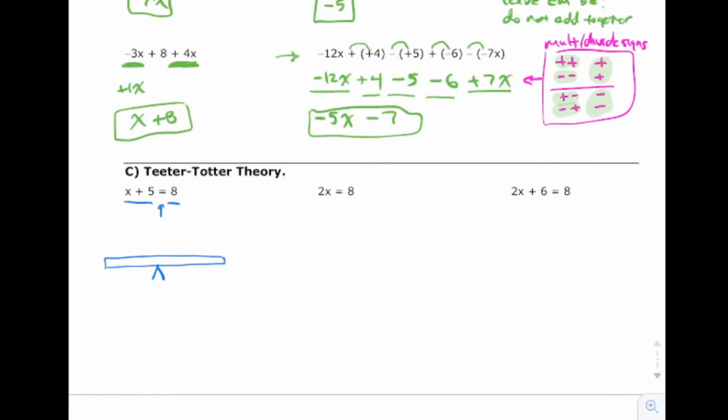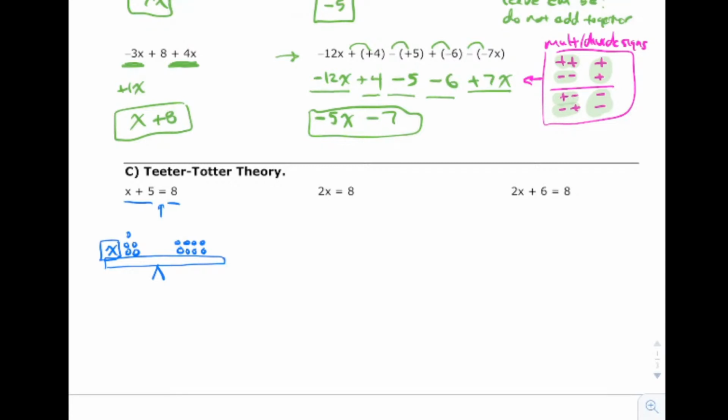What have I got on this side? I got 8. I can represent that with 8 little pound weights or something. What have I got on this side? I got an x and a 5. So the x is like a bag that we don't know what's in it. So we have to label it x. We don't know what it weighs. But the 5, well, you can think about 5 little pound weights, right?